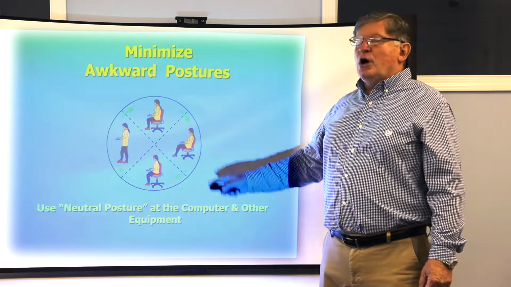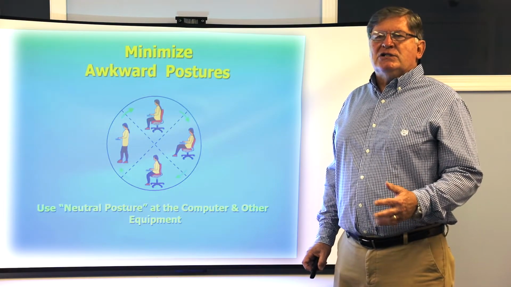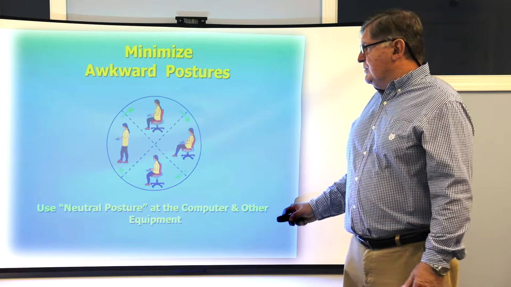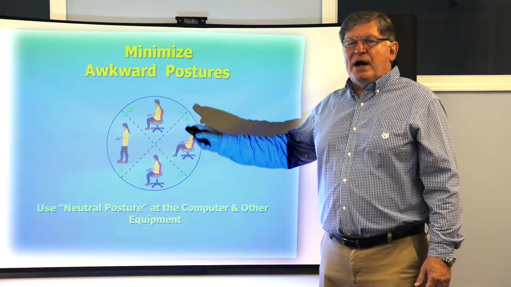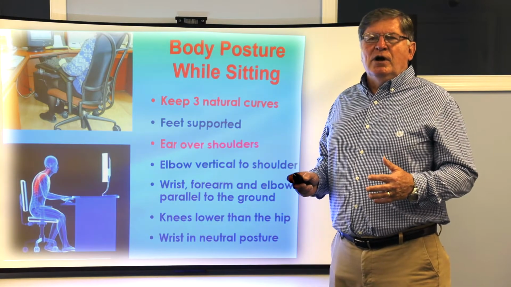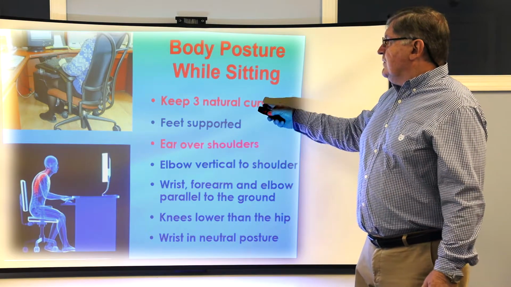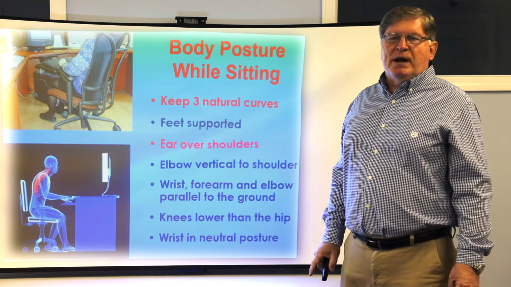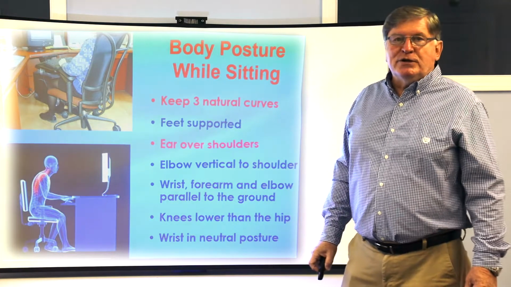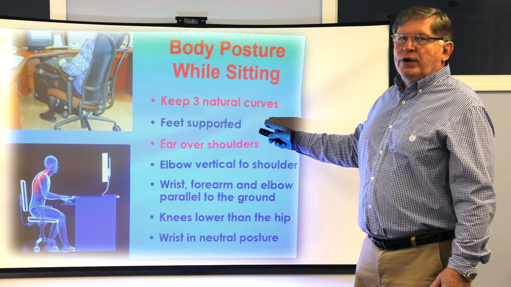So the first one is to minimize awkward postures. We do know that if your body is in a strong, stable position, it is less likely to experience fatigue, inflammation, and injury than if it's in a weak or unstable position. So figuring out what is the best postural position makes a difference. This is a simple list of those things that we look for when someone has a seated job, which of course is typically what happens in an office environment. First of all, you want to keep the three natural curves of your spine. So a nice ergonomically designed chair with a lumbar support will help you to maintain the normal curvatures of your spine. Your feet should be supported, not dangling.